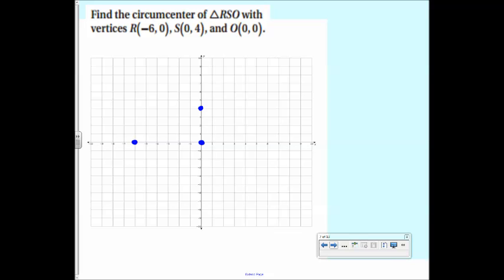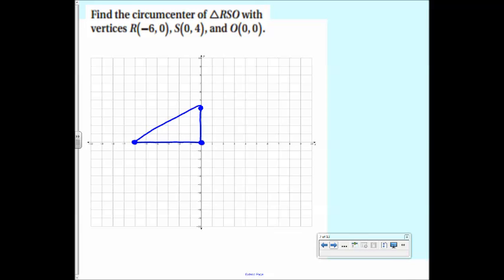Good. Okay, so this is what kind of triangle? Right. How do you know that? Because one of them is horizontal and one of them is vertical, so those make a right angle. Okay, so then if you were to tell me where you thought the circumcenter was, where do you think it is?